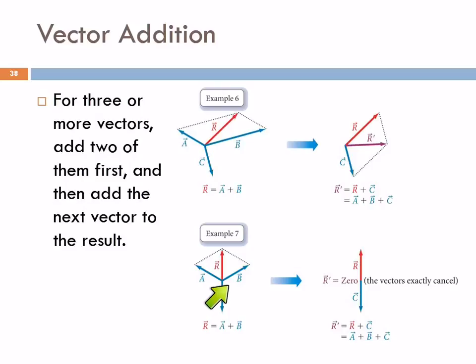In this example, we have A, B, and C. This would form an equilateral triangle with all the sides the same, because A, B, and C here are the same in magnitude. So when we add A to B, we get R, and when we add R to C, we get 0. Everybody okay with that?